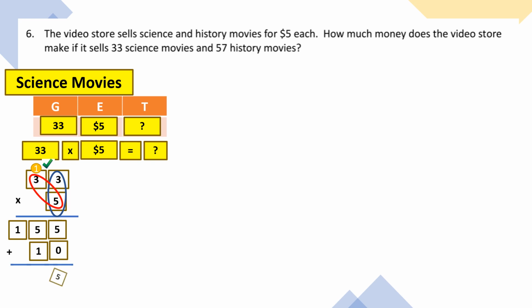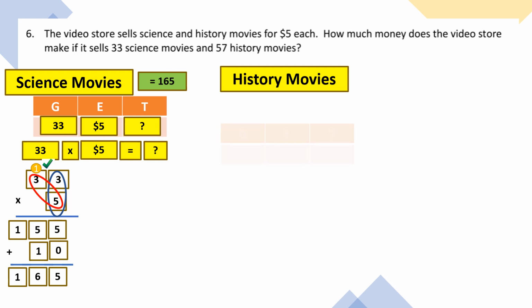5 plus 0 is 5. 5 plus 1 is 6. And 1 plus 0 is 1. So that means that the total amount the video store made for science movies was $165. Now let's figure out how much they made selling history movies.